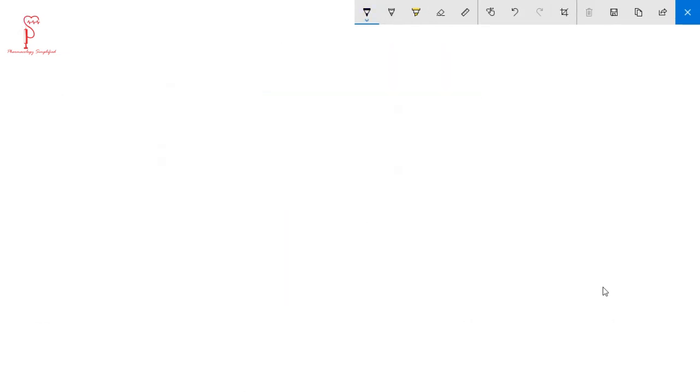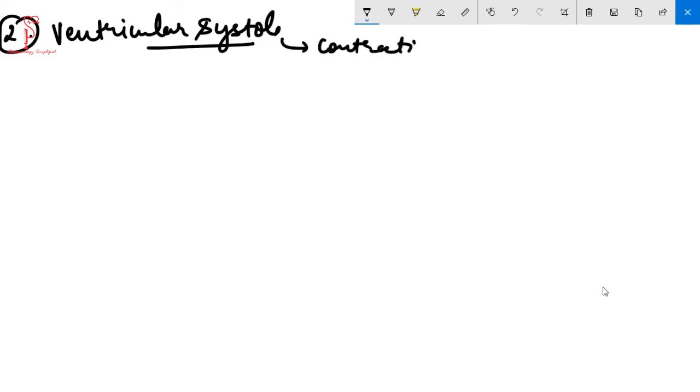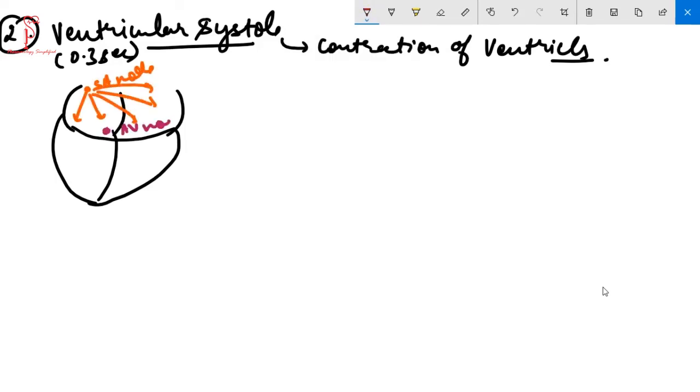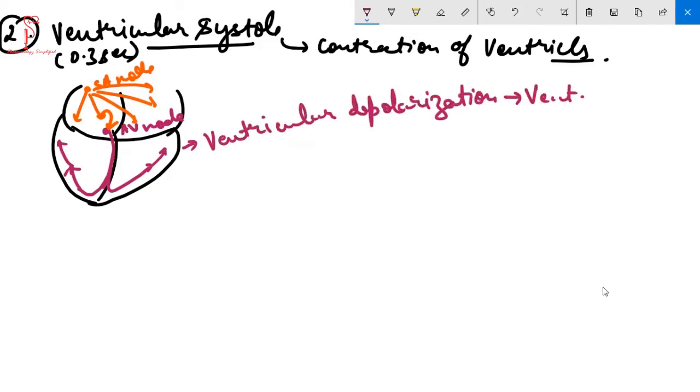Next, we move ahead to ventricular systole, that means contraction of the ventricles. It takes about 0.3 seconds. When the impulse from the SA node spreads over the atria, it also reaches the AV node, and the AV node is the relay station which is responsible for conduction of the impulse all over the ventricles. When the impulse is spread over the ventricles, this leads to ventricular depolarization and the ventricles undergo systole.